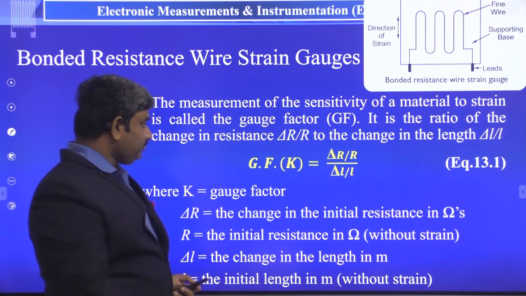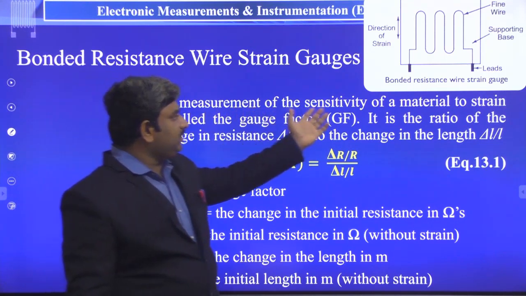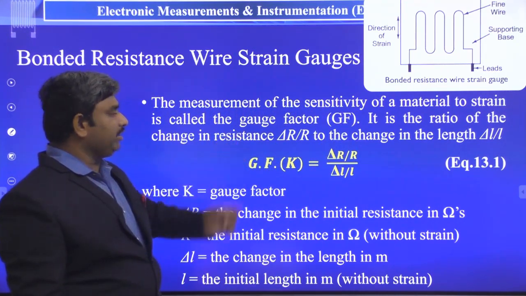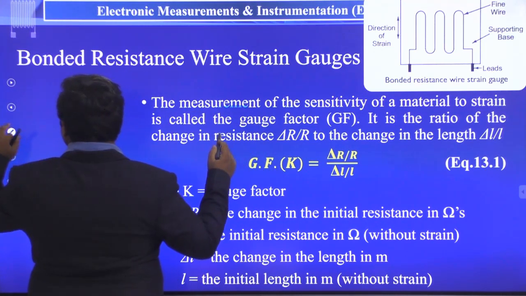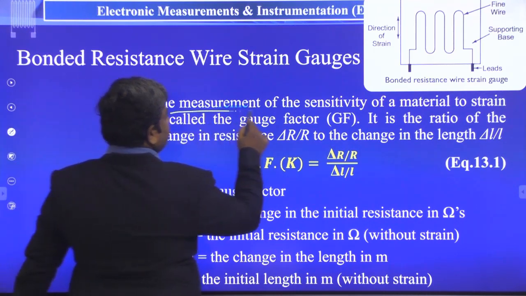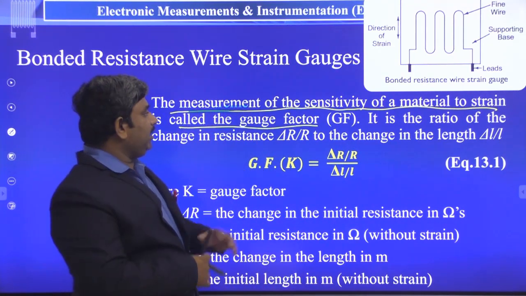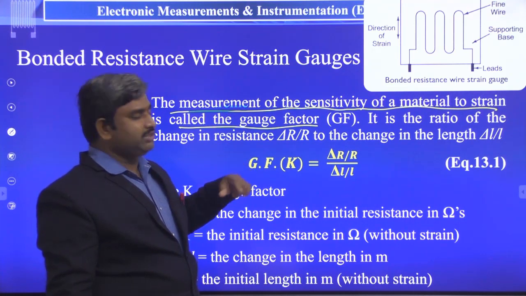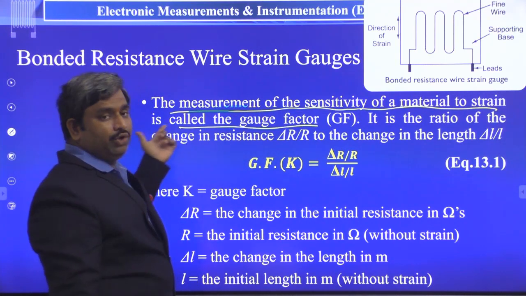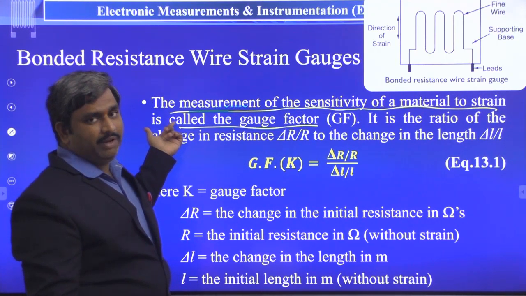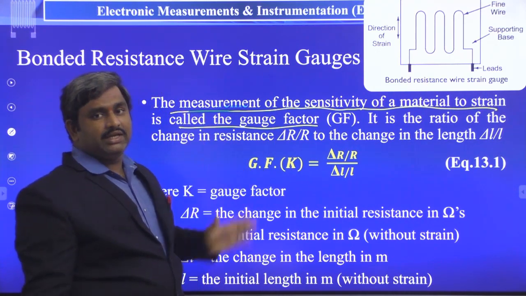So coming to here, based on these parameters, now we are defining the gauge factor. The measurement of the sensitivity of a material to strain is called gauge factor. Whatever material we are using here, that material's sensitivity to applied force or strain or pressure, whatever it may be, for applying the strain, what is the sensitivity of the material is nothing but the gauge factor.